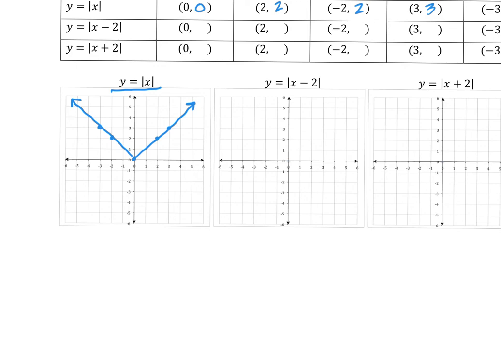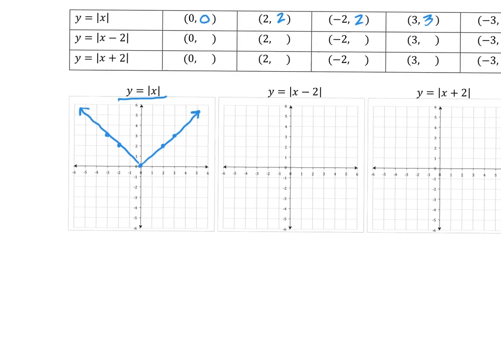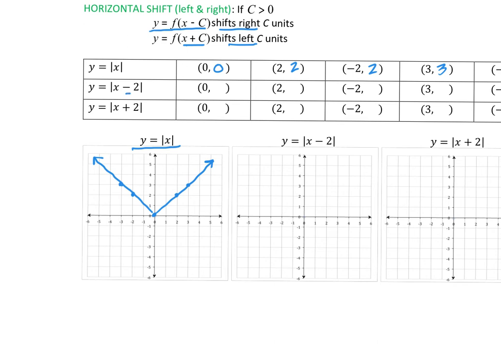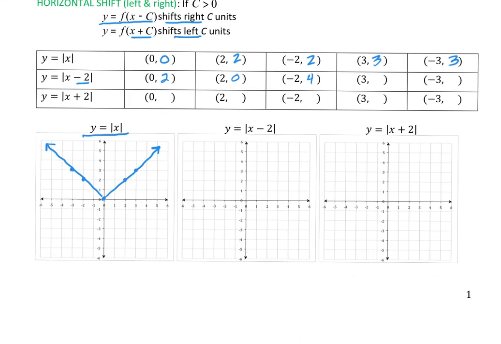The next thing we're going to do on the next row is we're going to subtract 2 from the x value before the absolute value function has done its job. So now if I put in 0 for x, I get the absolute value of -2, which is 2 for my y value. Put in 2, absolute value of 0 is 0. Put in -2, absolute value of -4 is +4. Put in 3, I get absolute value of 1, which is +1. Put in -3, absolute value of -5 is +5.